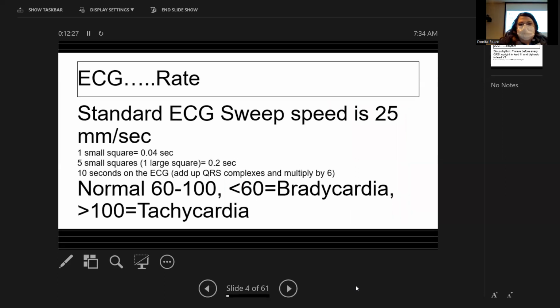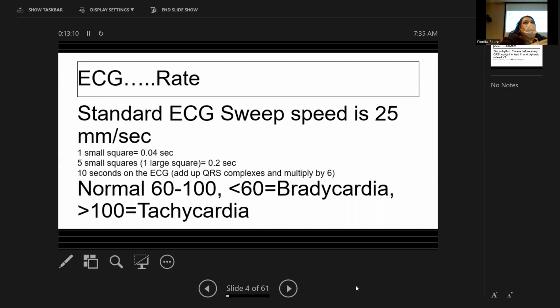When you look at rate, I don't think they would trick you on a test question, but in some of the EKG questions I did notice they show the sweep speed, so you always want to look for it. Almost all EKGs are 25 millimeters per second, and that matters for determining your rate and all the intervals. At 25, one small square is 0.04 seconds, and one big box, which is 5 small squares, is 0.2 seconds.